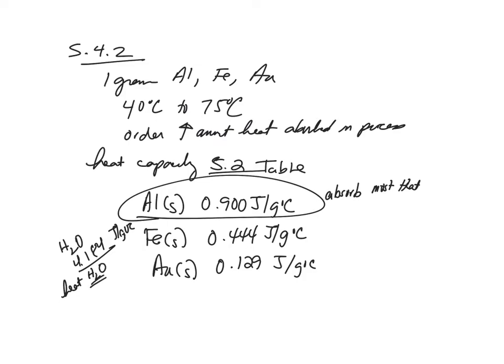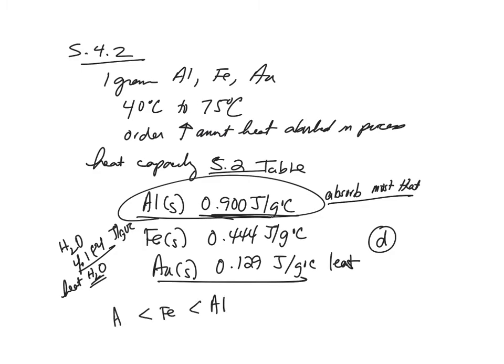And so aluminum has a higher one. Water is a big one, the solvent of life. So that number can hold and absorb a lot of heat. And the smaller number is gold, and so that will be the least. And so the answer is D, where aluminum is greater than iron, which is greater than gold.